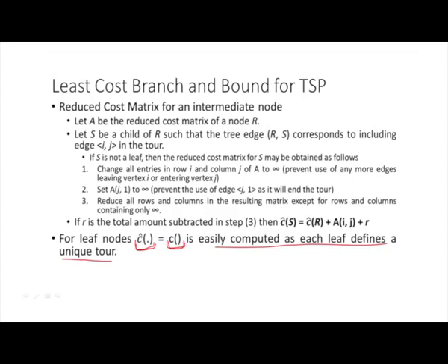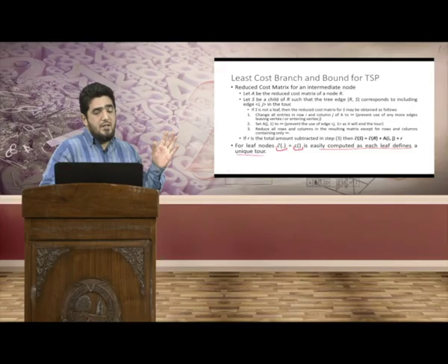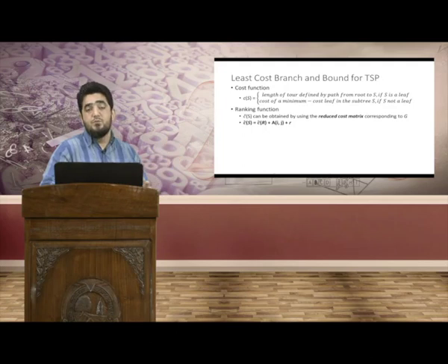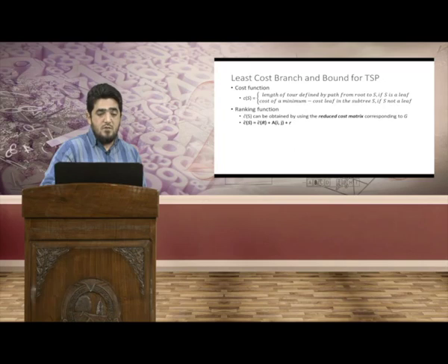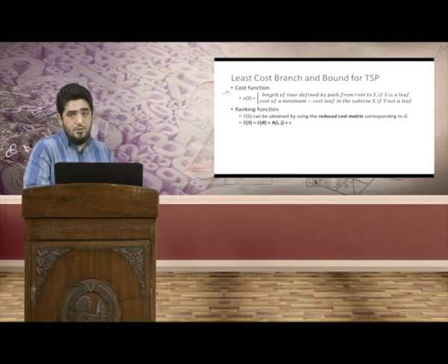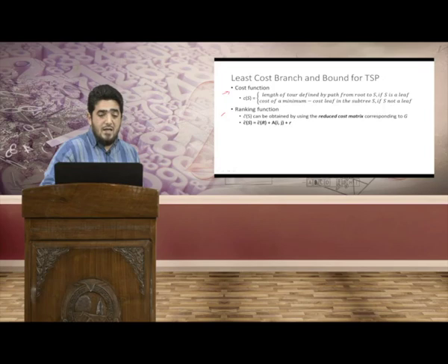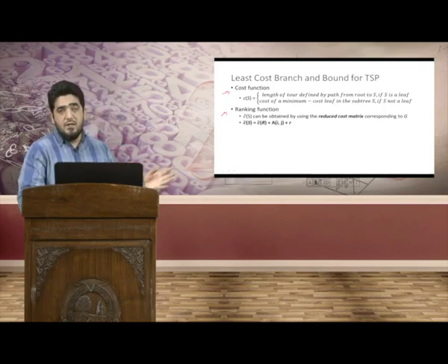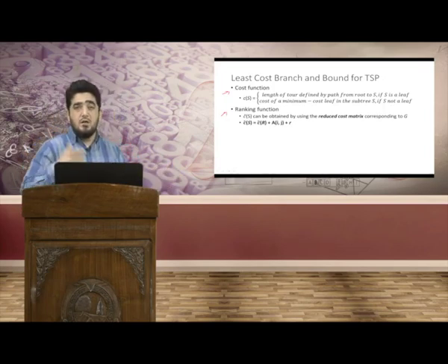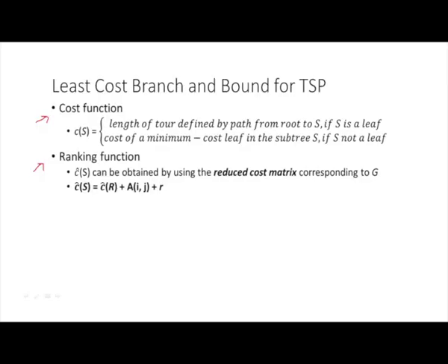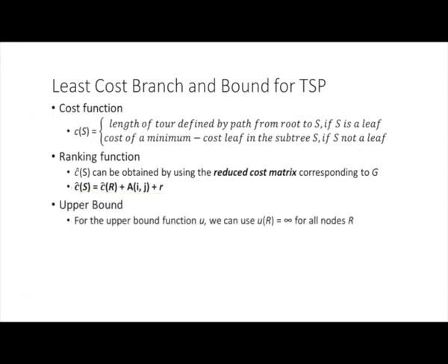Okay, after we have built or searched the state space tree. So we are done explaining the 2 functions that we'll be using to build our least cost branch and bound solution to the traveling salesman problem. The cost function, we have already defined how we will be using. The ranking function has also been illustrated: how we'll construct a reduced cost matrix associated with each child that we are expanding for the currently active node, and how we'll use it to compute the C cap values. And finally, we also need an upper bound function.